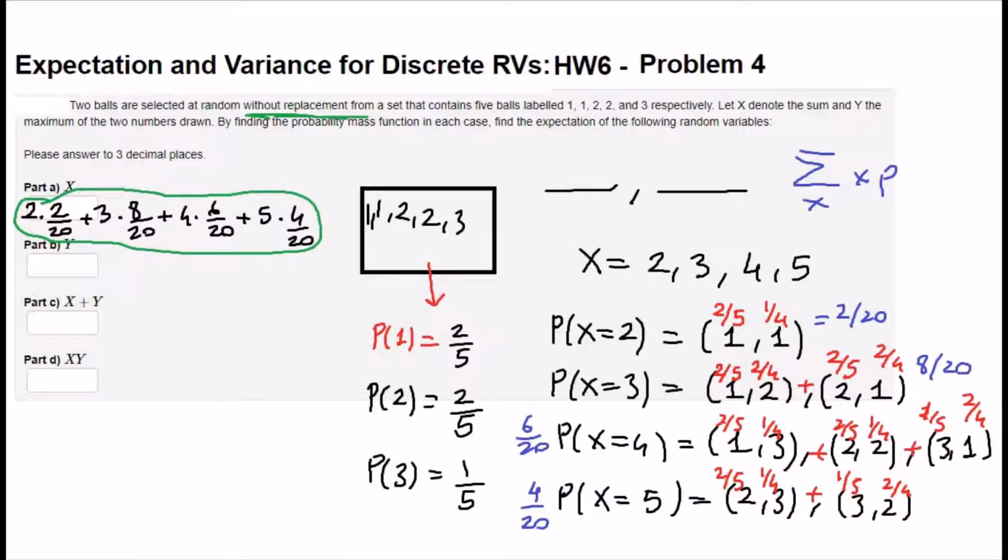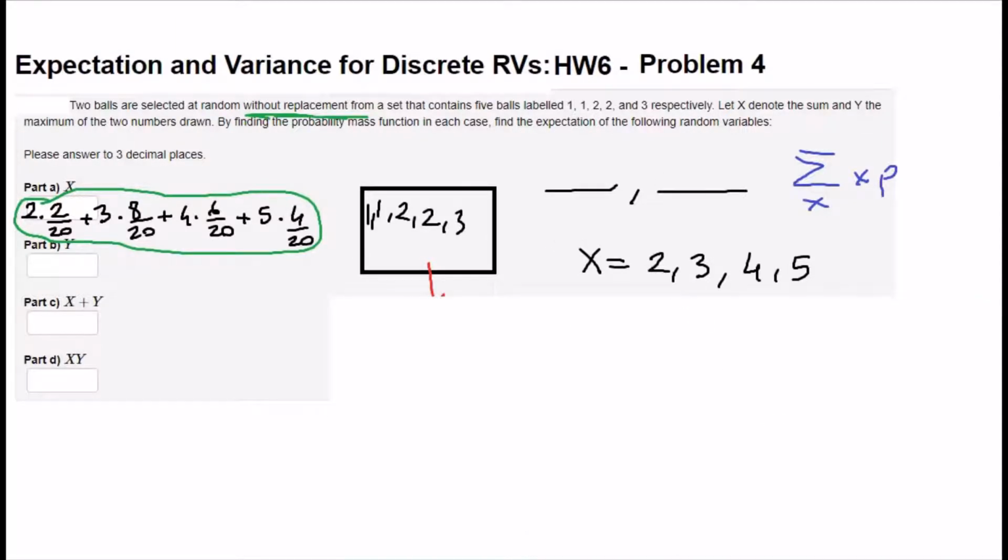Expectation of y, let's clean up here. So this time we're going to write out the possible values that we can get for y. Y is denoting the maximum number of the 2 drawn. So we can minimum pick up 1, 2 and 3. Those are the possible values for y.